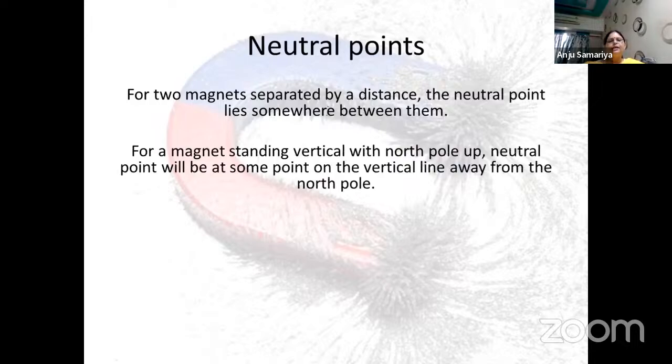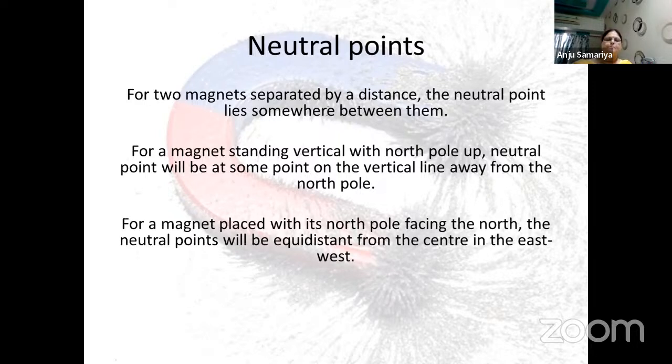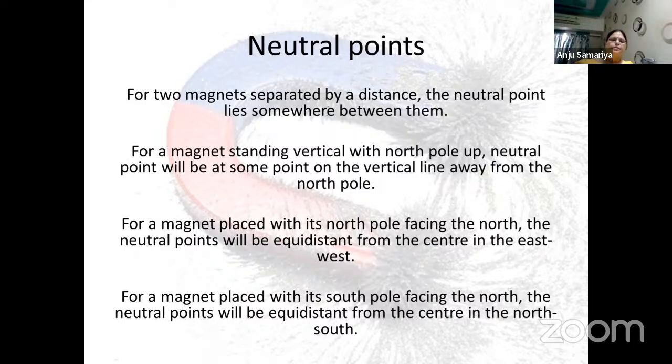Two magnets separated by a distance, the neutral point lies somewhere between them. Sorry, North Pole facing north, the neutral points will be along the axis. North Pole facing south, they will be along the equator. For a magnet placed with its south pole facing the north, the neutral points will be equidistant from the center, along the Earth's equator.